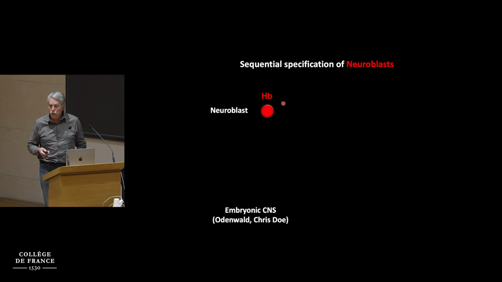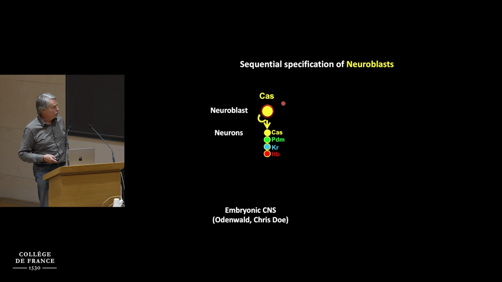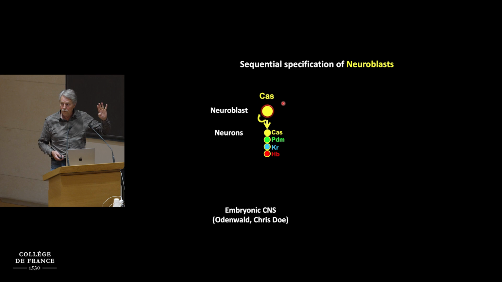The neuroblast expresses hunchback, the gene that Thomas talked about for its earlier life in the embryo. And hunchback is a transcription factor. When the cell divides and produces a neuron, it's going to produce a neuron that expresses hunchback. But then it gets tired of expressing hunchback. It's going to turn off hunchback and turn on Krüppel. When it divides, it produces a neuron that is Krüppel. And then it gets tired of Krüppel, turns on PDM, gets tired of PDM, and produces castor. So conceptually, it's beautiful because now you have one stem cell that can produce 4 different types of neurons simply by this transcriptional circuit, whereby hunchback, then Krüppel, then PDM, then castor.